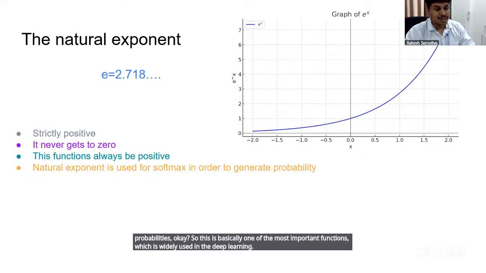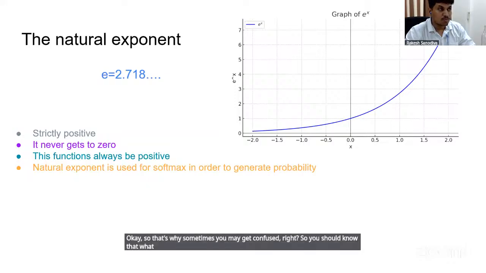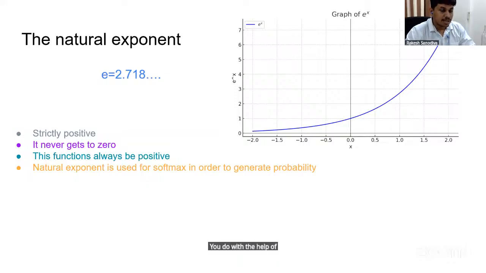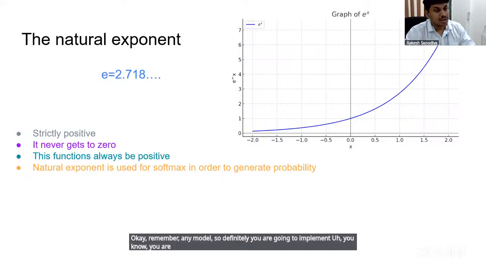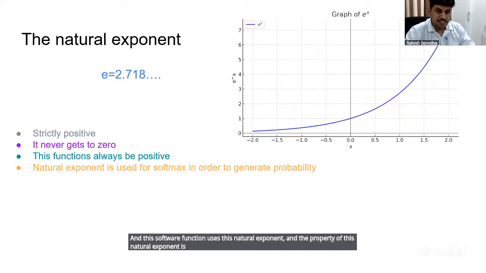Sometimes you may get confused, so you should know what the softmax is and what you do with the help of the softmax. Whenever you are going to develop any model, remember, any model, you are definitely going to use the softmax function. So you need to know what this is. The softmax function uses the natural exponent, and its property is that it is strictly positive.